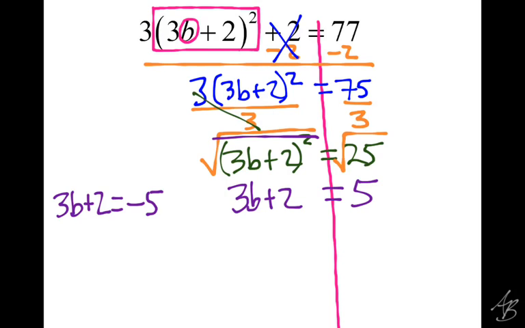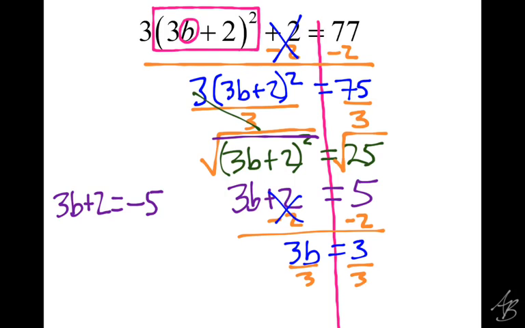All right, so now we need to keep solving, Alvin. What do we do next? Subtract 2 from both of them. Okay, subtract 2 on each side. When those 2's cancel, we get 3b equals 3, and then you divide by 3. What's 3 divided by 3, Alvin? 1. So we get b equals 1 on the right side for one solution.